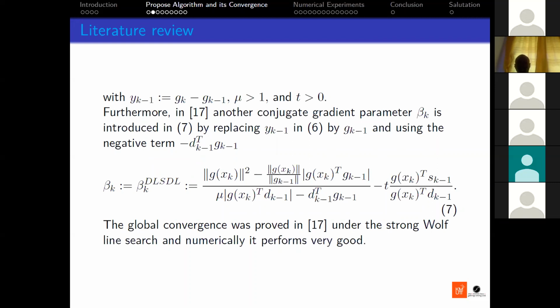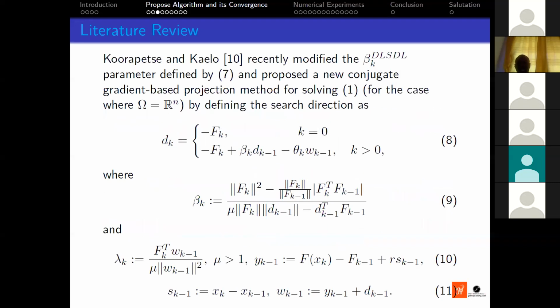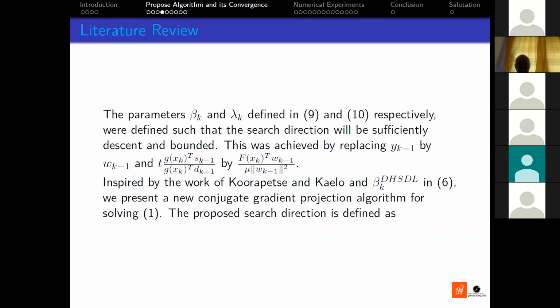But in our own case, we don't have this strong Wolfe line search. So we have to think of another way of showing the descent, the boundedness, and the convergence of the algorithm. That is why this term is introduced by Kropetse and Kylo in order to achieve that. Now, inspired by the work of Kropetse and Kylo, we consider the beta k DHFDL given in 6 by Zeng and Zeng, and then we present a new conjugate gradient projection algorithm for solving 1.